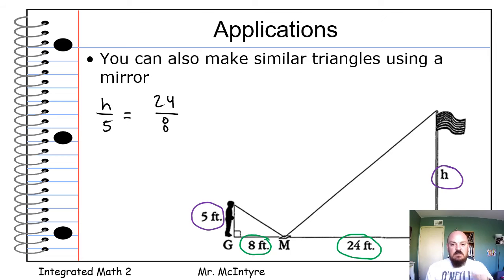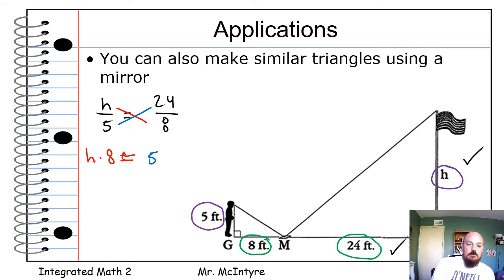And remember, I mentioned this in the last video, make sure you're going in the same order. If I start with the h on top of my first fraction, I have to have the 24 on top of my second fraction. If you switch triangles in the middle, you end up not getting the right answer. Okay, so let's solve, cross multiply again. We have h times 8 equals, and then for our other one, we have 5 times 24.